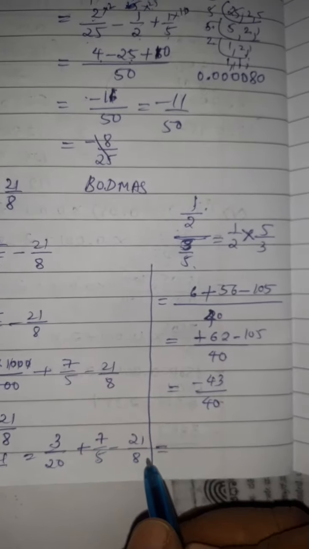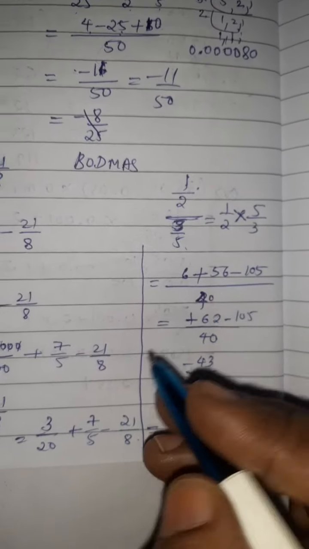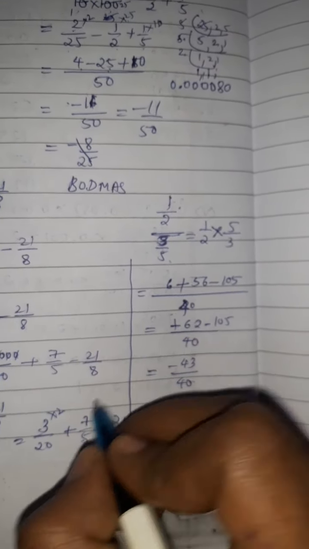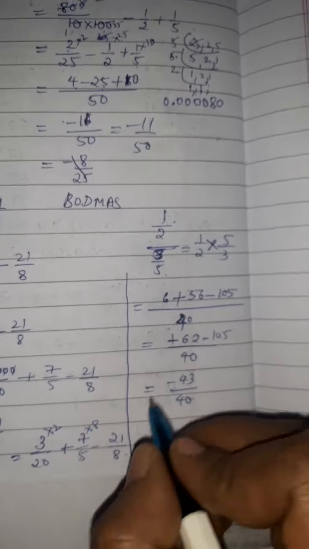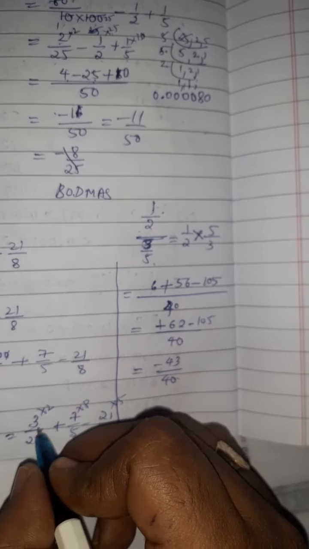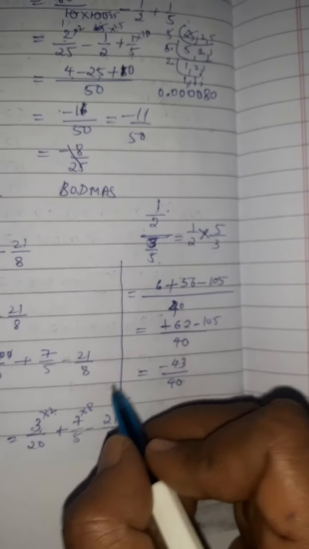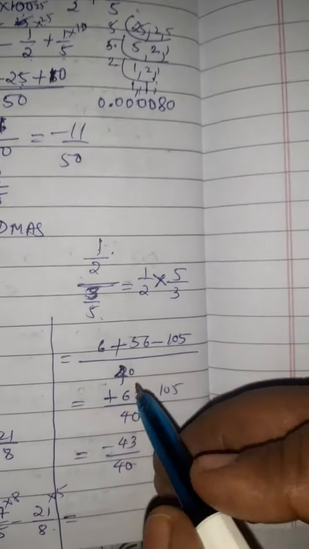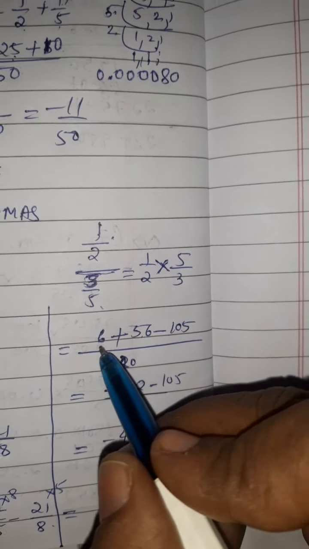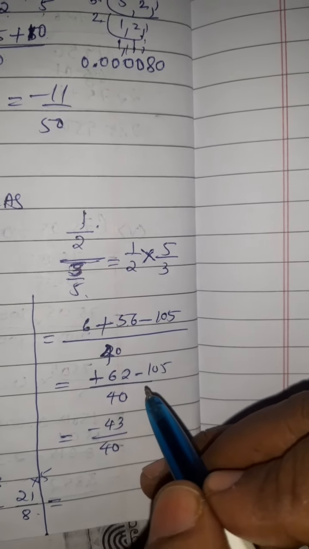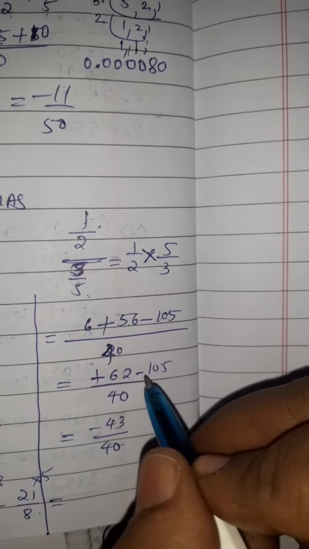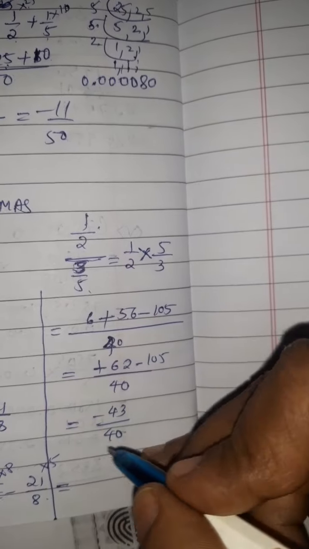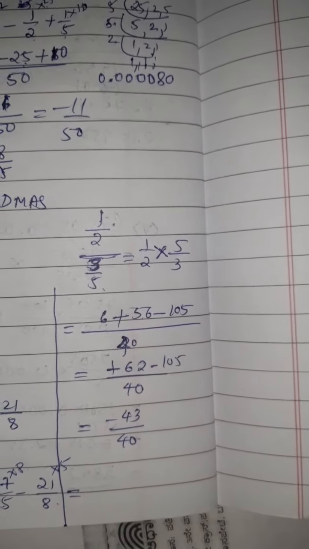LCM for 20, 5 and 8 is 40. 20 2s are 40, 5 8s are 40, 8 5s are 40. 3 2s are 6 plus 7 8s are 56 minus 21 5s are 105. First add 56 plus 6 is 62 minus 105. Subtract and keep the bigger number's sign. Minus 43 divided by 40 is the rational number in its lowest term.